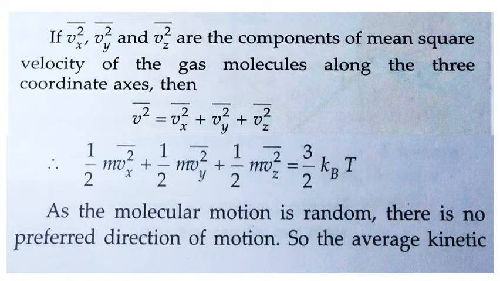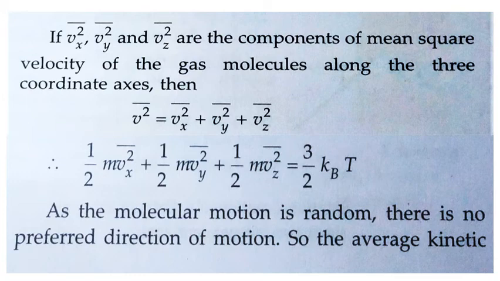If Vx bar square, Vy bar square and Vz bar square are the components of its mean square velocity along the three coordinate axes, then V bar square must be equal to the sum of these. Means half m Vx bar square plus half m Vy bar square plus half m Vz bar square must be equal to 3 by 2 kBT.